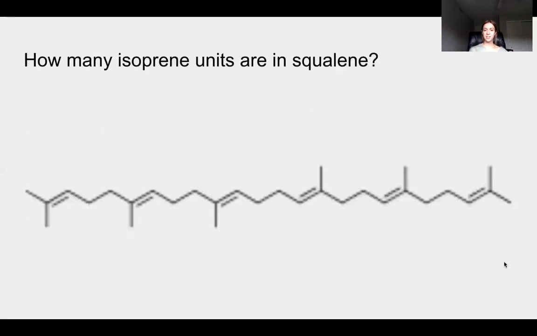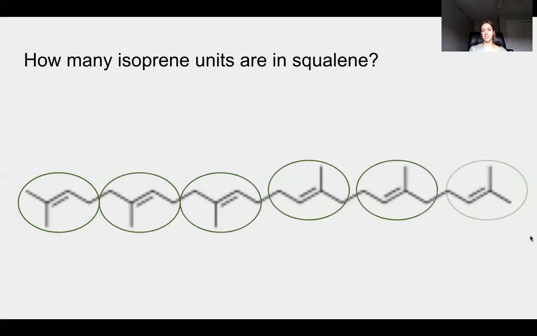All right, so some practice here. Try to identify all the terpene units and count them. This one's pretty straightforward, but it's just good to be familiar with how to recognize these and count them. So here we'll have 1, 2, 3, 4, 5, 6. 6 isoprene units. So that would be a triterpene.